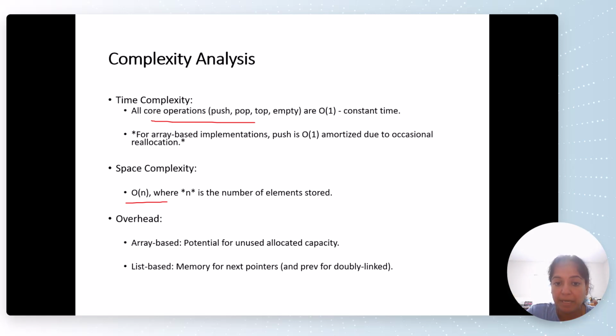If we are implementing a stack by arrays, then the problem is the same as with arrays, the potential for unused allocated capacity. But if we are using a list-based implementation for a stack, then we will need to store two extra pointers, one for the forward node and one for the backward node. In that case, that will be the extra overhead of memory.